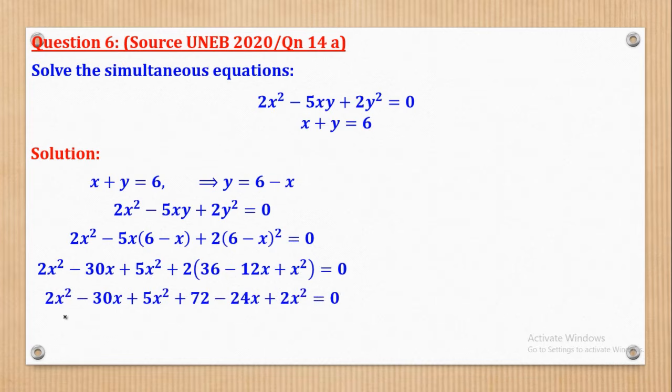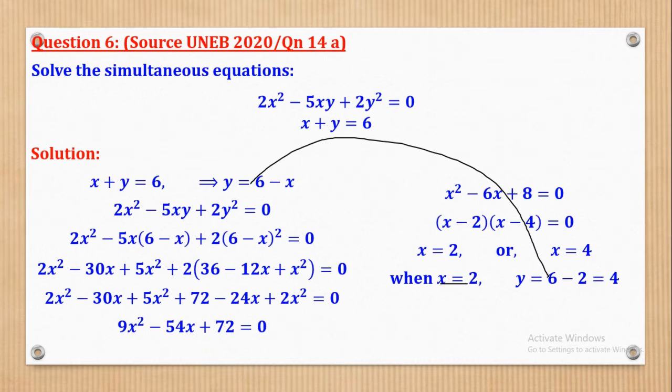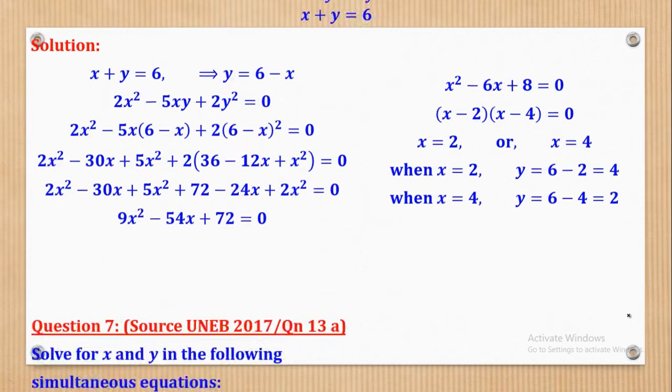Open the brackets further, I'll come up with that line, then collect like terms, I'll come up with that quadratic equation. I can choose to divide throughout by 9 to come up with a simplified quadratic equation, and then I can either use factorization or bulldozer method. In this case, I'll use factorization, and it will be (x minus 2)(x minus 4) equal to 0. That means that x is equal to 2 or x is equal to 4. But I also want the values of y. When x is equal to 2, substitute for x to get the value of y as 4. And when x is equal to 4, substitute and get the value of y as 2. So basically that is what they wanted.